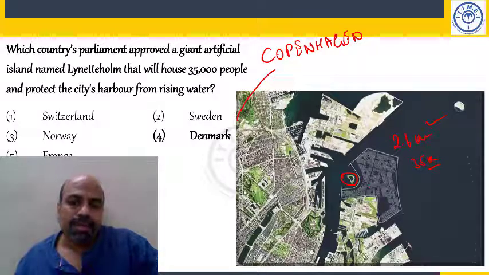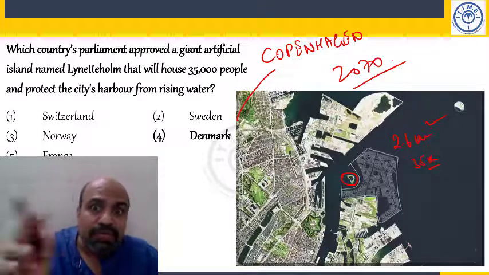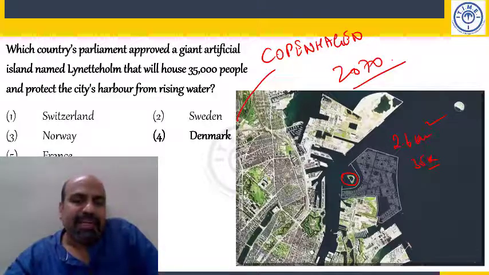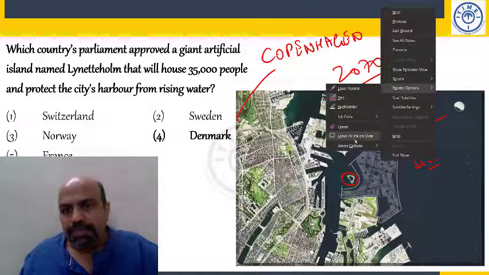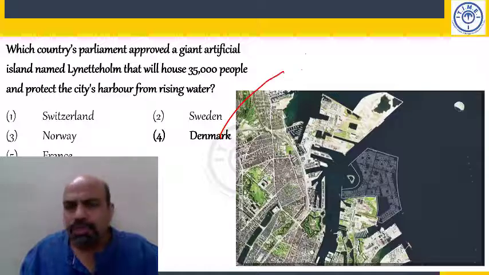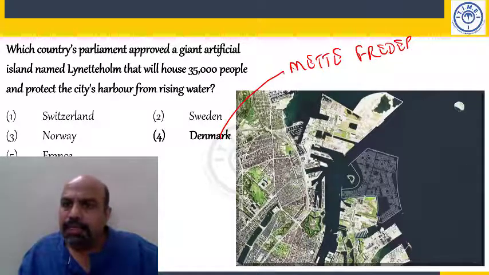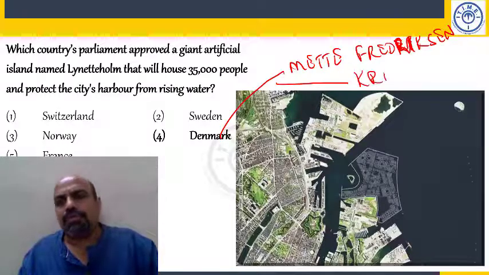This is likely to be completed, if it ever goes ahead, by 2070. That's the deadline. 2070, not now. Denmark is a very tiny country. It's a constitutional monarchy, so there is a Queen here. But before that, there is a prime minister, Mette Frederiksen. And the currency is Krone.